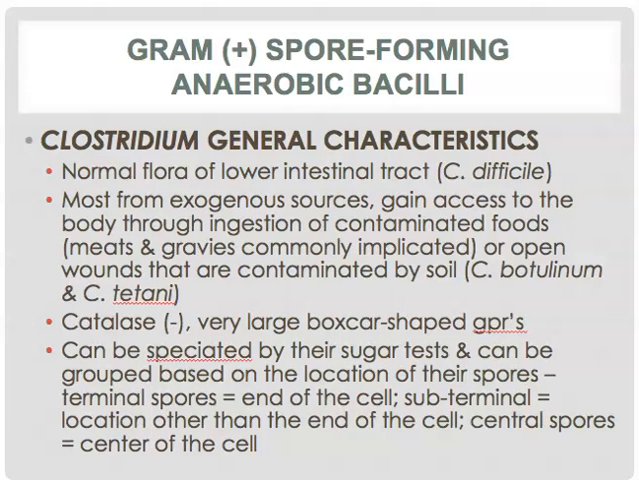They're very large boxcar-shaped gram-positive rods, and they can be speciated by their sugar tests, so you can kind of differentiate them based on which sugars they utilize or not, and they can be grouped based on the location of their spores. So terminal spores are located at the end of the cell. Subterminal is when they're found at a location other than the end of the cell. Subterminal is also sometimes referred to as eccentric, and then central spores are located in the center of the cell.